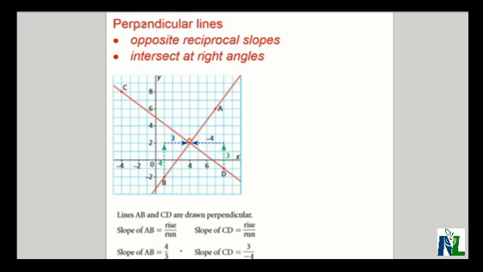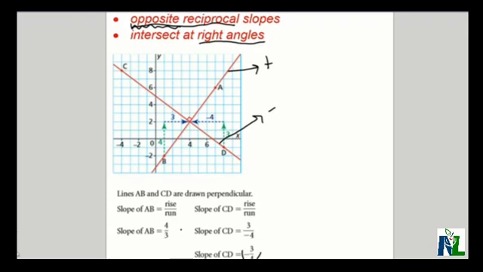In 6.2, we also look at perpendicular lines along with the parallel lines. And we see that perpendicular lines are lines that intersect at right angles. And with respect to slope, they have opposite reciprocal slopes, or negative reciprocal slopes. So if we look at the slope of AB, I know it's a positive slope, and the slope of CD is a negative slope. So that means they definitely have opposite slopes.